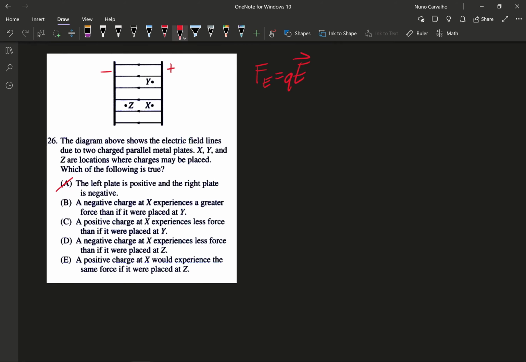And so actually we can look ahead here and B is going to be incorrect, C is going to be incorrect, and D is going to be incorrect because it's all saying something about different amounts of force, but it just is not true because the electric field stays the same. So then we're left with E here, which says a positive charge at X would experience the same force if it were placed at Z. It's true, we have the same charge, so the Q stays the same. The electric field, like we've been saying, is the same throughout the entire region here, so E is correct.